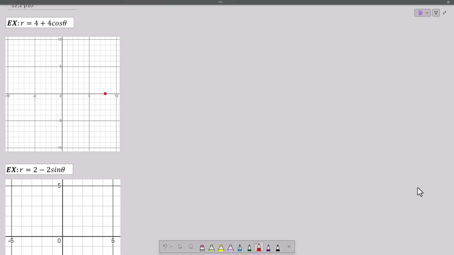Pi over 2. Plug in pi over 2. What are we getting once we plug in pi over 2? 4. Because cosine of pi over 2 is 0. 4 plus 0 is 4. So in the pi over 2 direction, so going north, we are going 4 units away from the origin. That's right there.